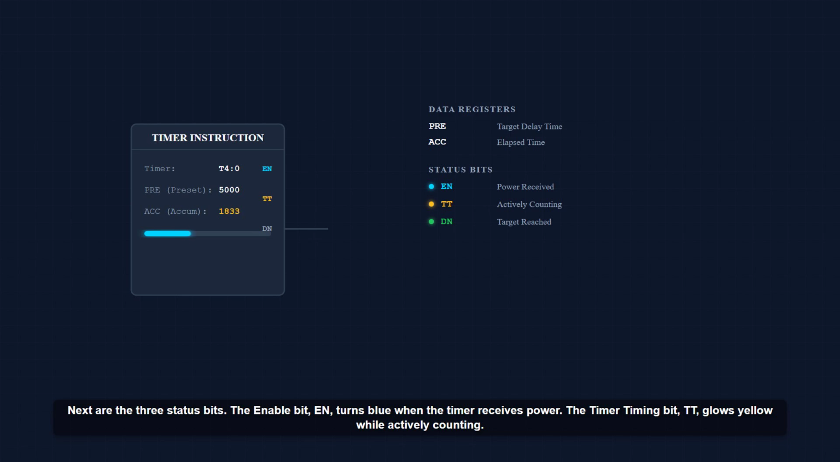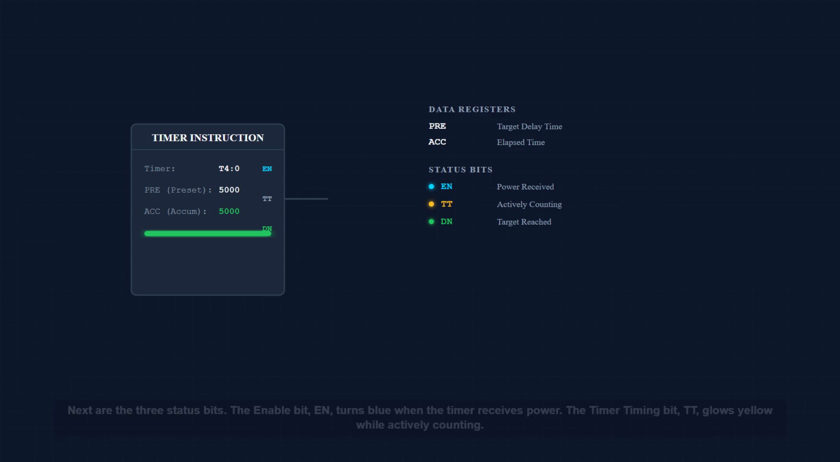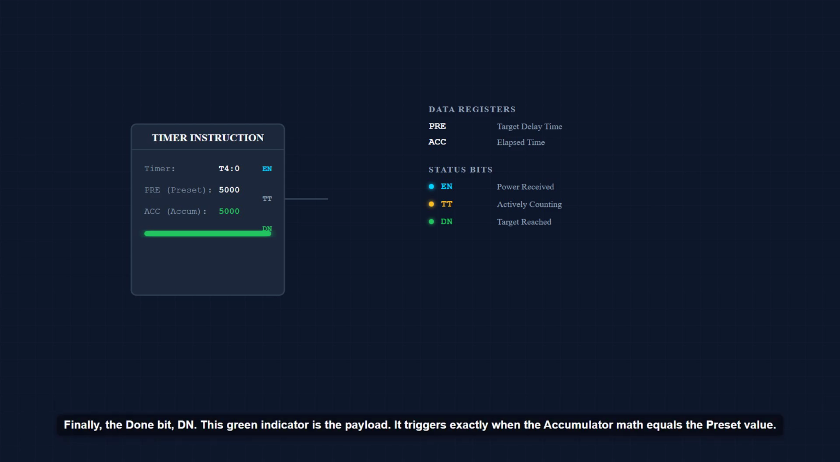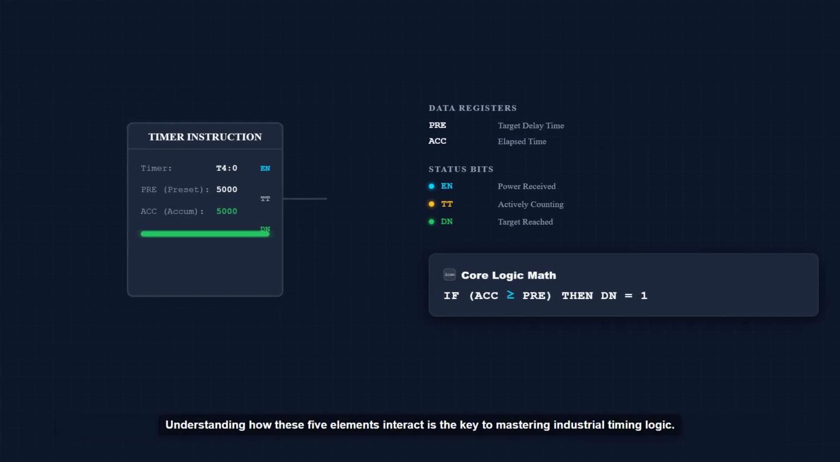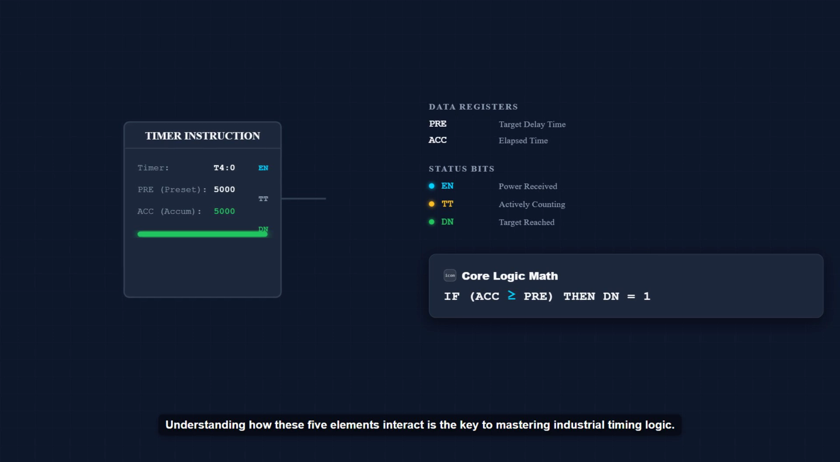The enable bit, EN, turns blue when the timer receives power. The timer timing bit, TT, glows yellow while actively counting. Finally, the done bit, DN. This green indicator is the payload. It triggers exactly when the accumulator math equals the preset value. Understanding how these five elements interact is the key to mastering industrial timing logic.